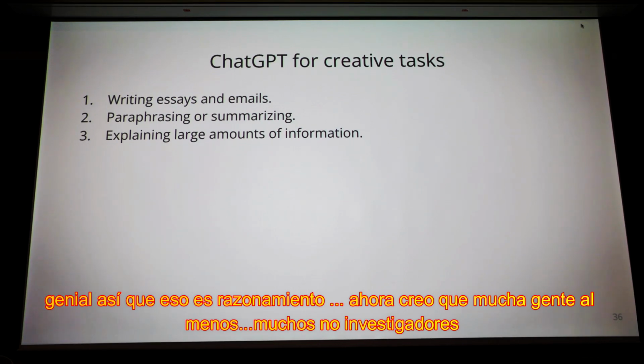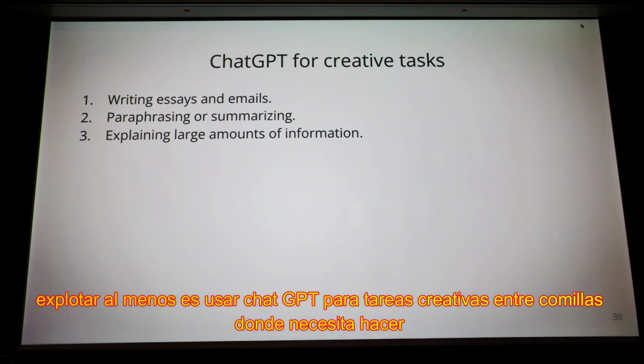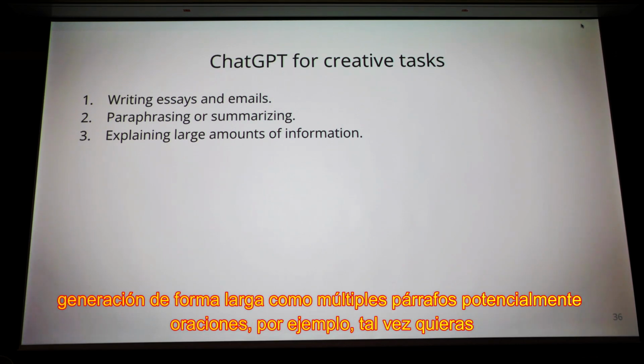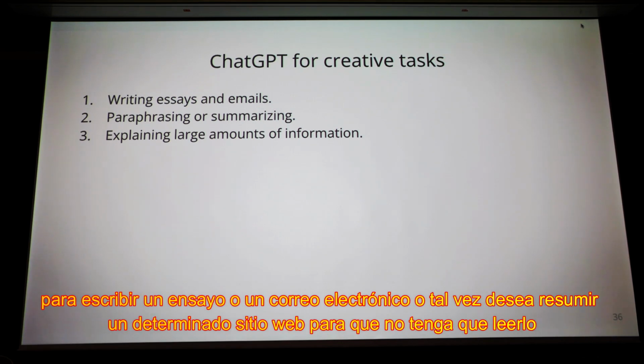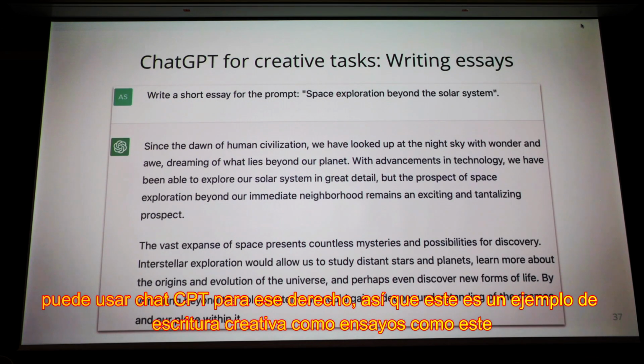Now, I think a lot of non-researchers or school students are most excited about, or at least most exploiting, using ChatGPT for so-called creative tasks, where you need long-form generation, like multiple paragraphs. For example, maybe you want to write an essay or an email. Maybe you want to summarize a certain website, so you don't have to read 5 paragraphs, you can read only one of them, and so on, right? Some examples of how we can use ChatGPT for that.